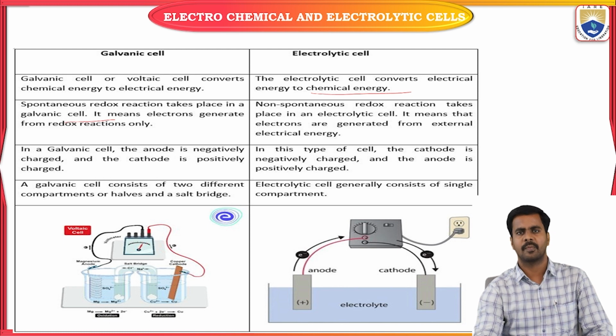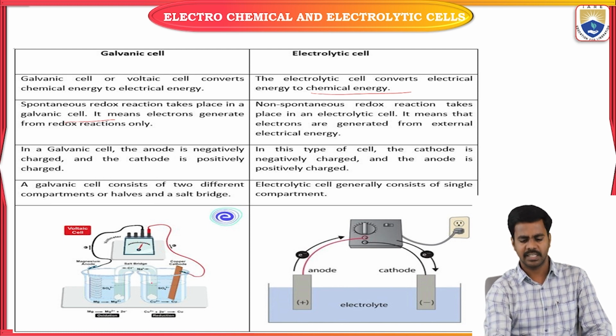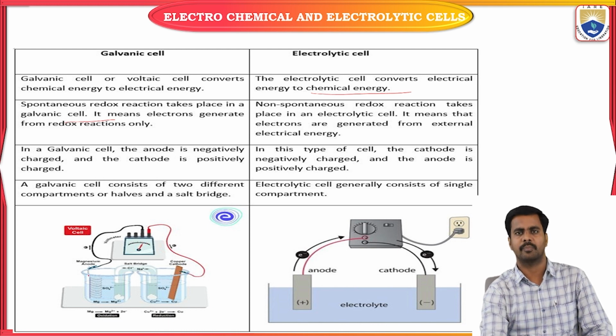The electrochemical cell contains two compartments, an anodic compartment and a cathodic compartment. In the electrolytic cell, only one compartment contains both anode and cathode. There are no specific compartments for anode and cathode. Both are dipped into the same compartment, which contains the electrolyte.